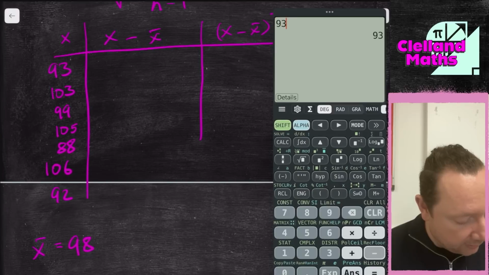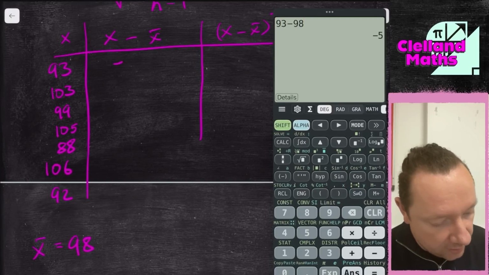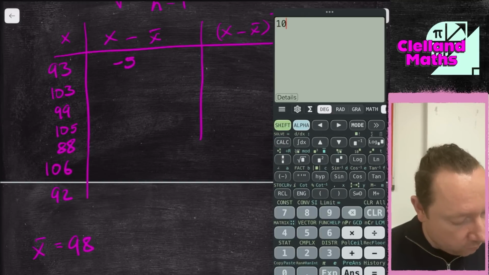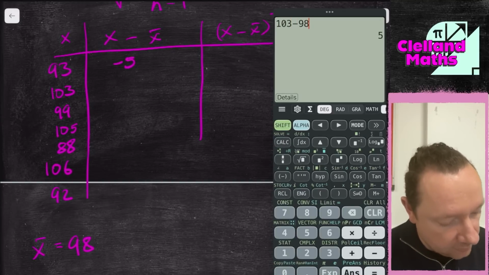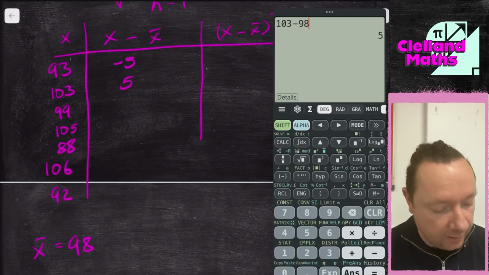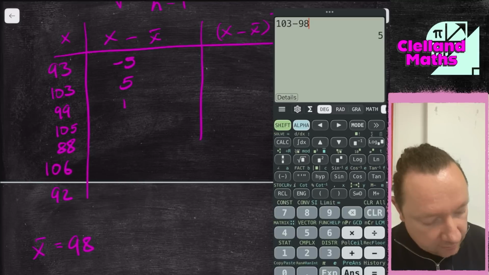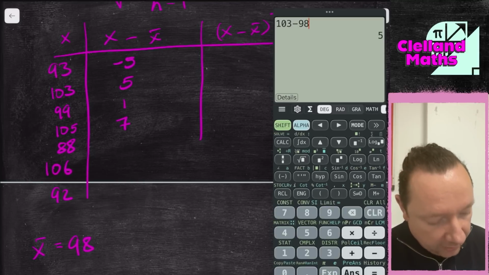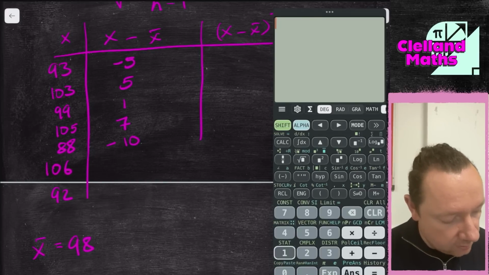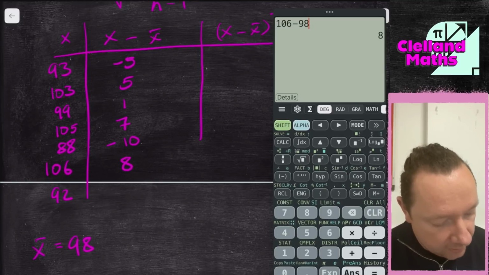So 93 minus 98 is minus 5. 103 minus 98 is 5. 99 minus 98 is 1. 105 minus 98 is, well, that's 7. 88 minus 98 is minus 10. 106 minus 98 is 8, and 92 minus 98 is minus 6.